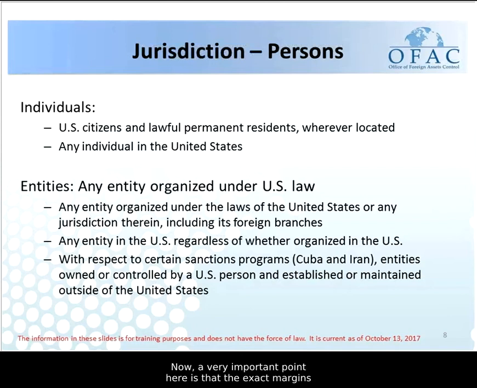Now, the very important point here is that the exact margins of who is covered by a sanctions program are defined within each individual sanctions program. There are differences, sometimes subtle differences, between the scope of jurisdiction described in the regulations for different programs. For example, there are differences between the Cuba program and the Iran program in terms of what entities would be considered U.S. persons based on their ownership. So you should look in the CFR in the relevant areas, and if you have questions, obviously, it can be a complicated area. You can get in touch with us. We can help sort that out.